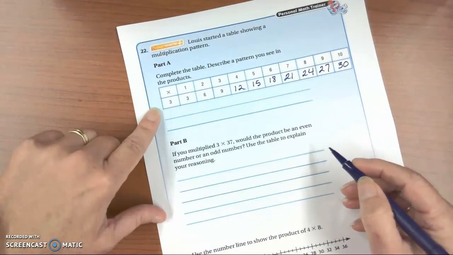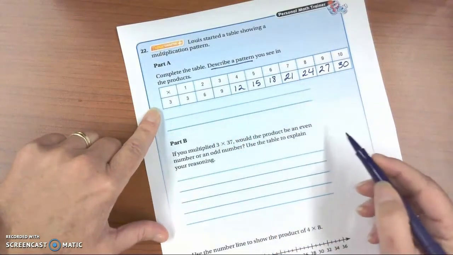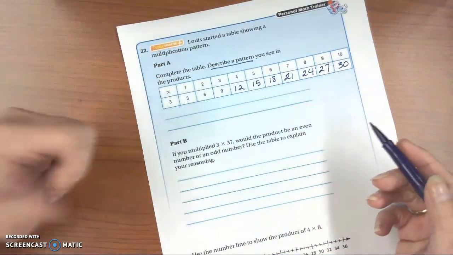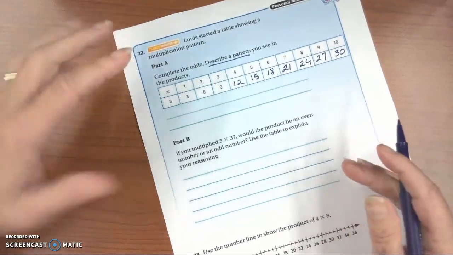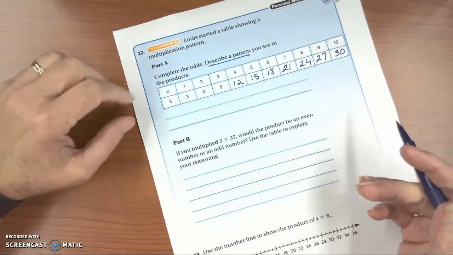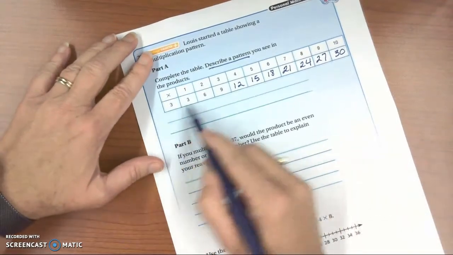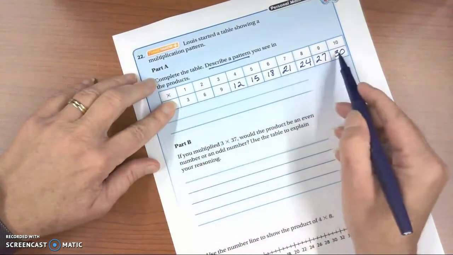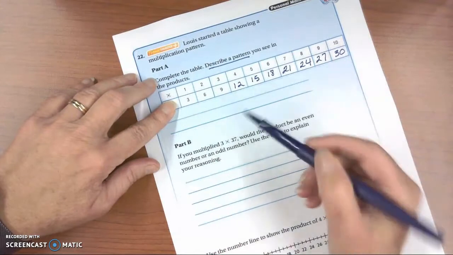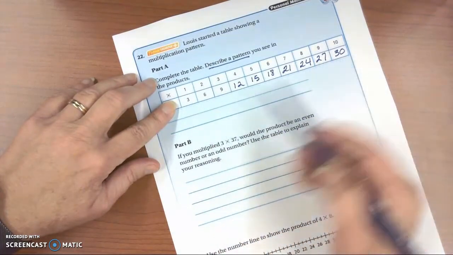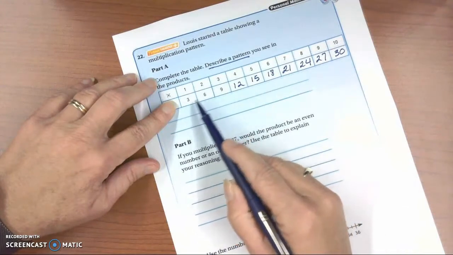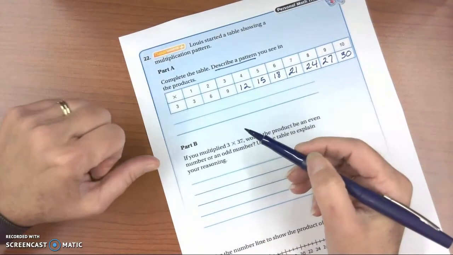So it asks us to describe a pattern you see. So there's going to be different answers for this, and answers will vary some, but let's look for some general patterns. First of all, we see that we're counting by 3s. We're going up by 3 here. We're going up by 1s there. So we're just listing the multiples of 3. Counting by 3, 3, 6, 9, 12, etc.